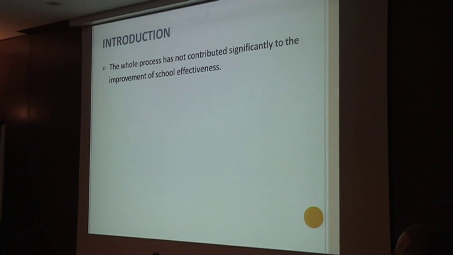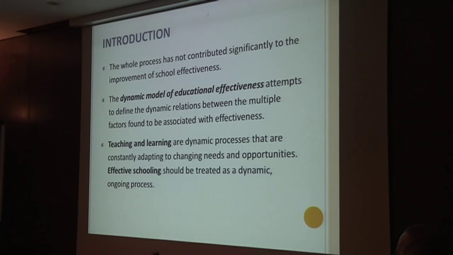And here comes a starting point for our research team. Back in 2003, we attempted to develop a model that takes into account the dynamic nature of effectiveness. It's based on evidence and can contribute to the establishment of stronger links between research and practice. This model is basically based on the assumption that teaching and learning situations are dynamic processes, and therefore effective schooling should be treated as a dynamic and ongoing process.